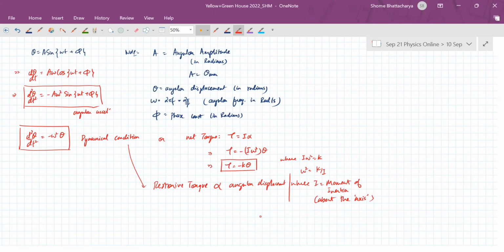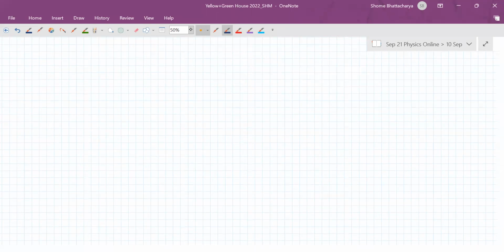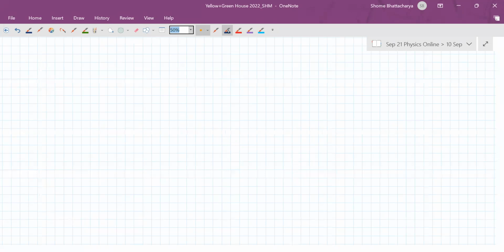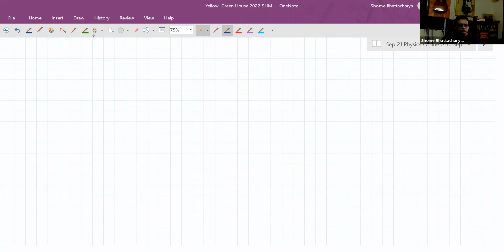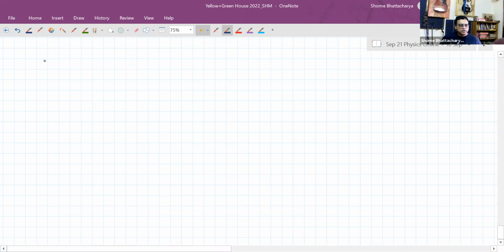Okay, so let us now look at the primary example of angular harmonic motion, which is going to be the case of the physical pendulum, or it is also called compound pendulum. As in your module, it is called compound pendulum.